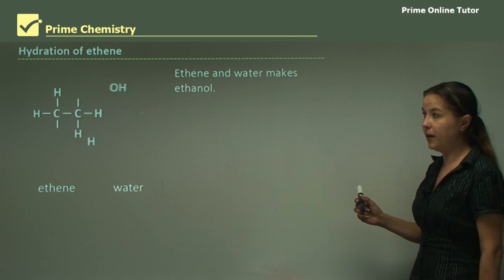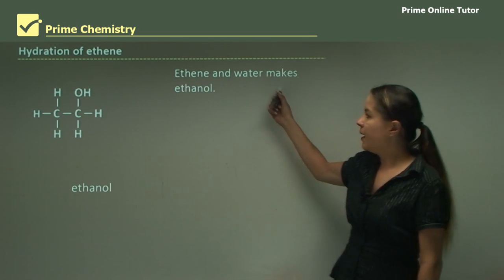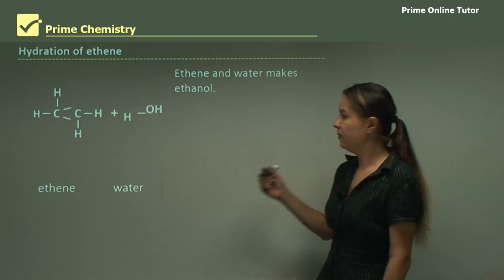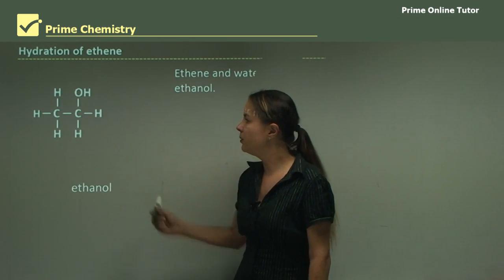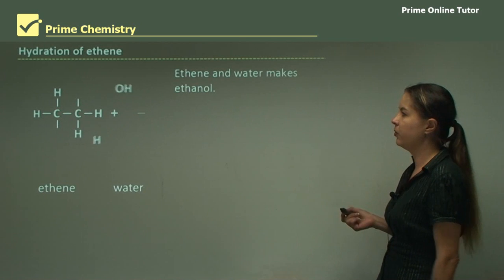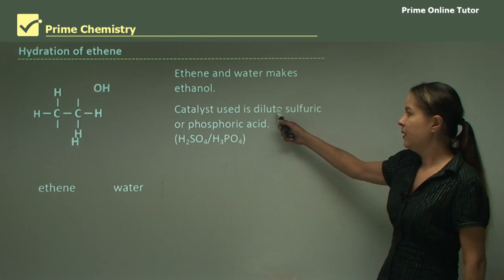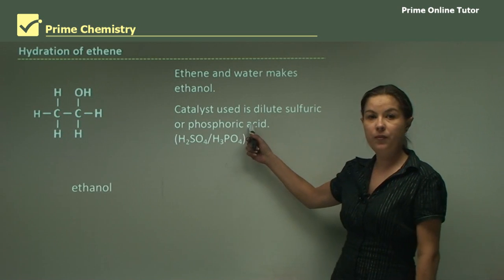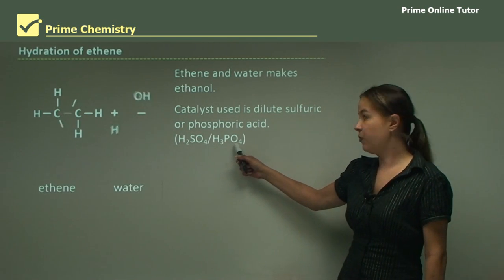Now we'll look at hydration of ethene. This is where ethene and water make ethanol. So here we have the water molecule being incorporated over the double bond to form ethanol with an OH group, or an alcohol group as we call it. A catalyst is needed once again, either dilute sulfuric or phosphoric acid, which is H2SO4 or H3PO4.